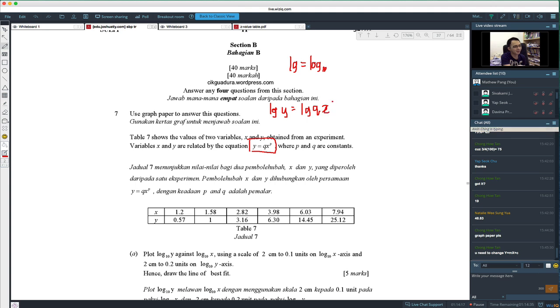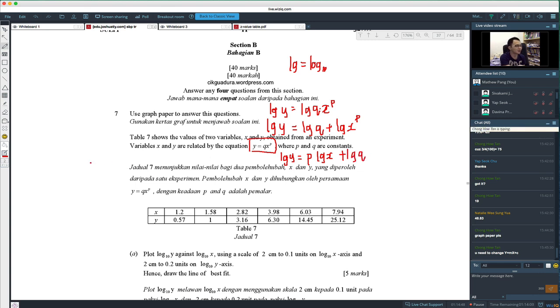The second step is, I know in the world of log, multiplication basically means plus. So this is log Q plus log X power P. However, my X is the variable, so I have to move my P in front to become the gradient. So I will rearrange it. This is log Y equals P log X plus log Q.